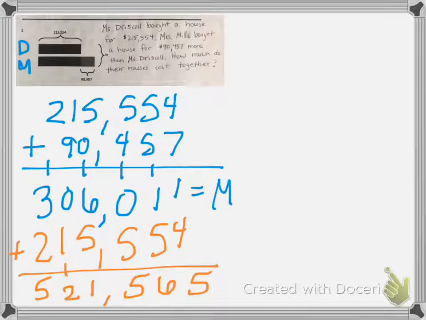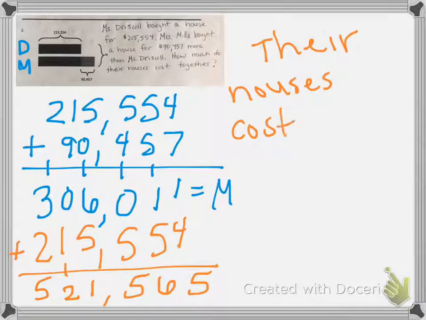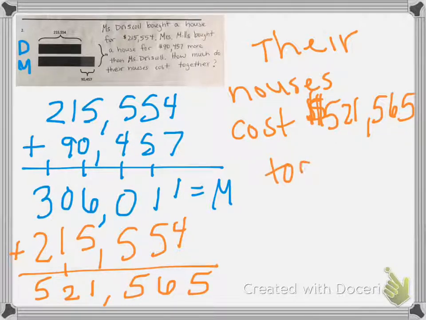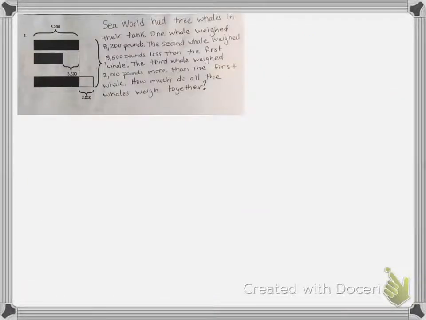Okay, so their houses cost, that's a lot of money, $521,565. Here's my dollar sign. Dollars together. Okay, there's number 2. All right, here's number 3, and then there's also number 4.